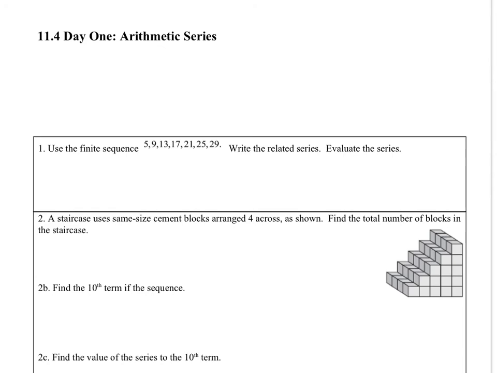Okay, there's some new vocabulary in this section. We have talked about sequence, a sequence of a pattern. You can have a finite sequence. A finite sequence is a sequence that stops. An example would be 6, 9, 12, 15.